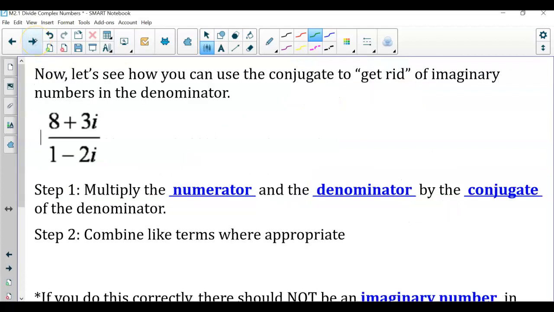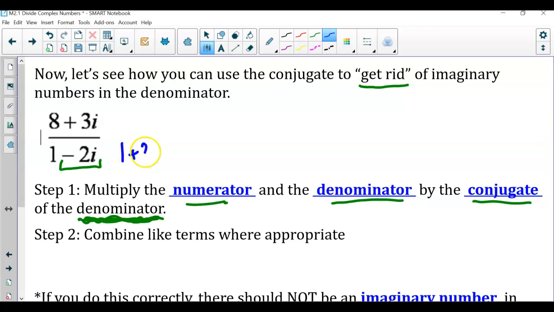I'm going to show you guys how we are going to get rid of the imaginary number in the denominator. Well, we are going to multiply both the numerator and the denominator by the conjugate of the denominator. Remember, we're focusing on the denominator. But what we do to the denominator, you have to do to the numerator, right? Kind of like an equation. You keep it balanced. So here, for example, notice in the denominator, we have 1 minus 2i. So instead of -2i, the conjugate would be 1 plus 2i. And then we're going to multiply that.